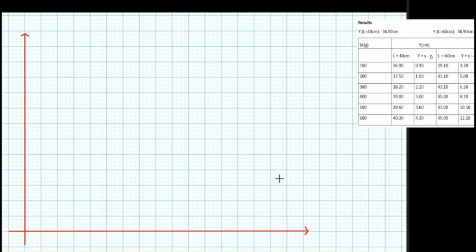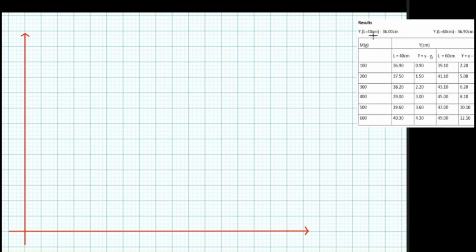Alright, now in this video we'll be talking about graph plotting, and here I have my graph paper and I have my table of values. So I'll just explain the table of values briefly. Now this table of values we actually got from an experiment using a G clamp.